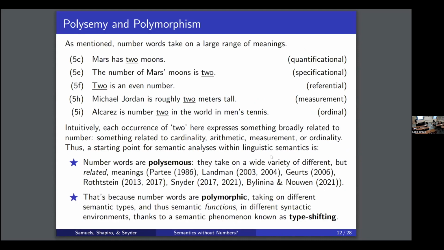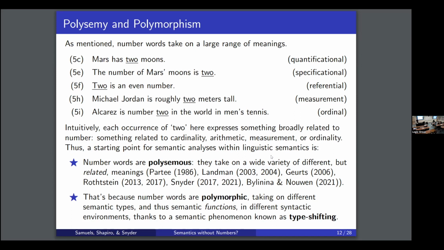So to say that the different meanings of two are related is just to say that number words are polysemous. Words are polysemous if they are A, ambiguous, so they have different meanings, but B, those different meanings are related, right? That's what a polysemous word is. And the standard reason given for why number words are polysemous is because they are what's called polymorphic.